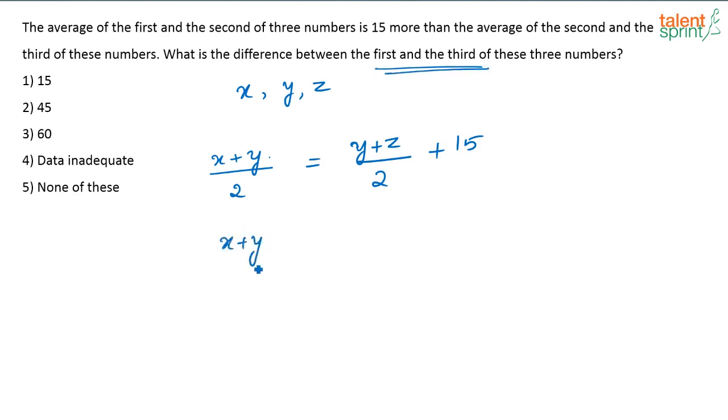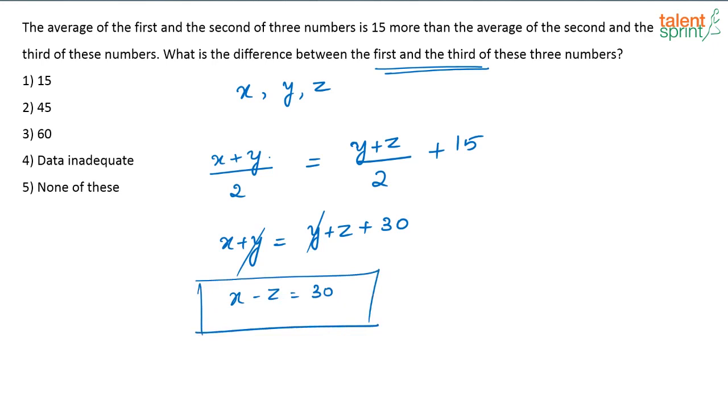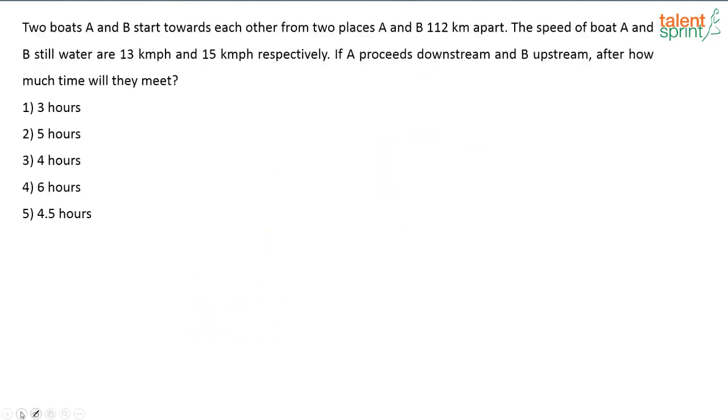So here what do you have? You have x plus y by 2 is equal to y plus z by 2 plus 15. See, I am taking LCM. If I take LCM, I will get x plus y is equal to y plus z plus 30, or what can I say? I can say x minus z is equal to 30. So this is what they have asked. So the answer will be none of these, Option 5.